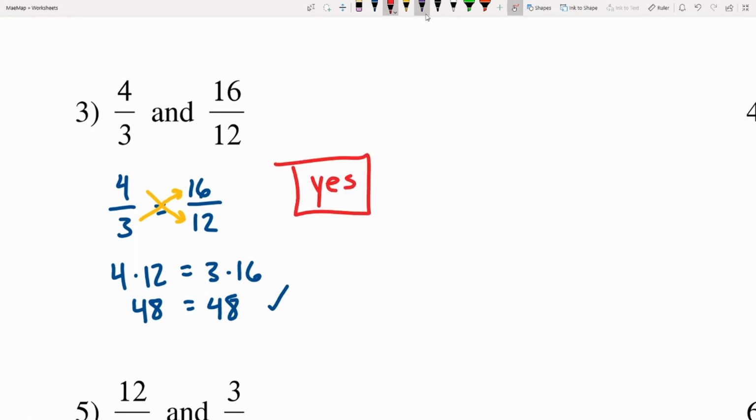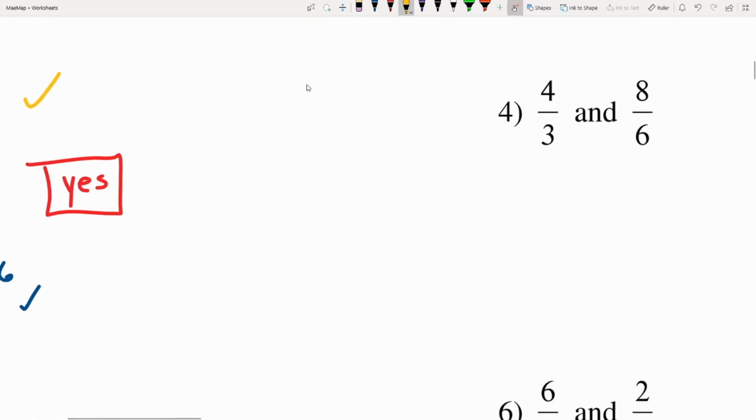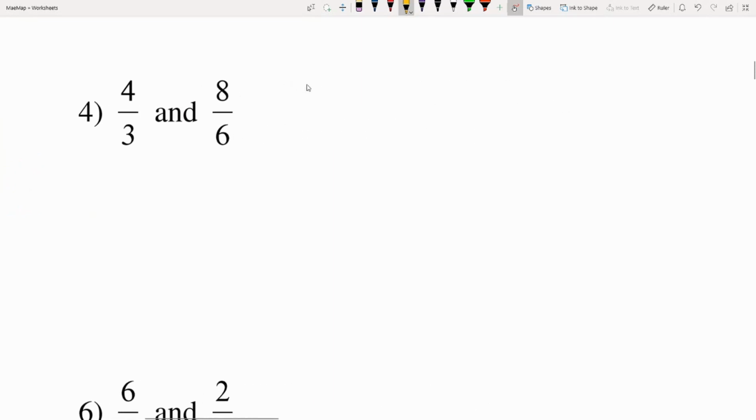And another trick, just because there's so many different ways to think about ratios and proportions: how do we go from 4 to 16? Going from 4 to 16, we have to multiply by 4. Now we can ask ourselves, going from 3 to 12, can we multiply by that same number? Yes, we can. So that's another way to think about figuring out whether proportions are equivalent or not. Let's do that in number 4.